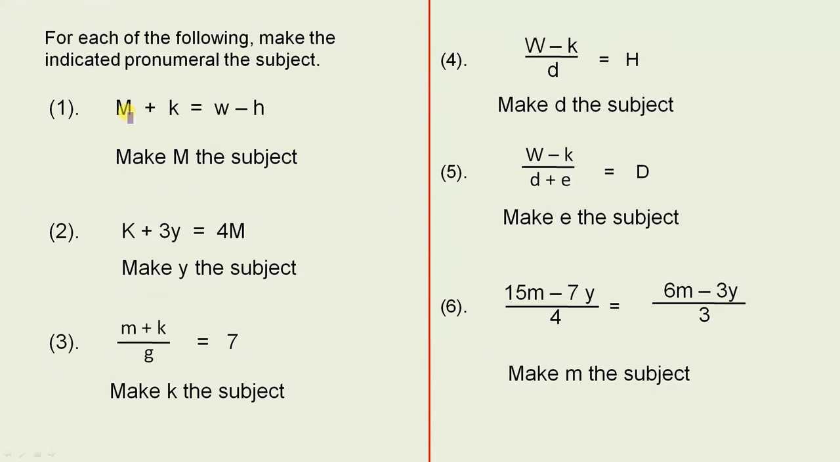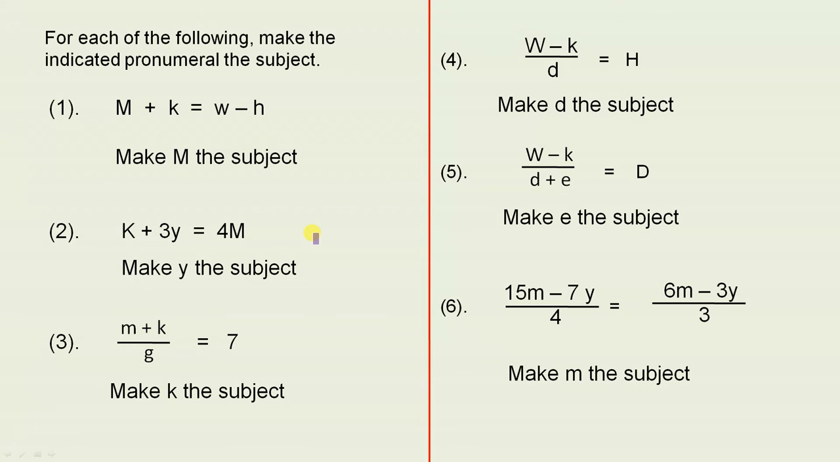Number 1. M plus K equals W minus H. We have to make M the subject. At this stage, yes, M is on the left-hand side, but it is not by itself on the left-hand side. We have K here. So we need to make the necessary manipulation to keep M on the left-hand side. So we've just got to change the way this equation looks.